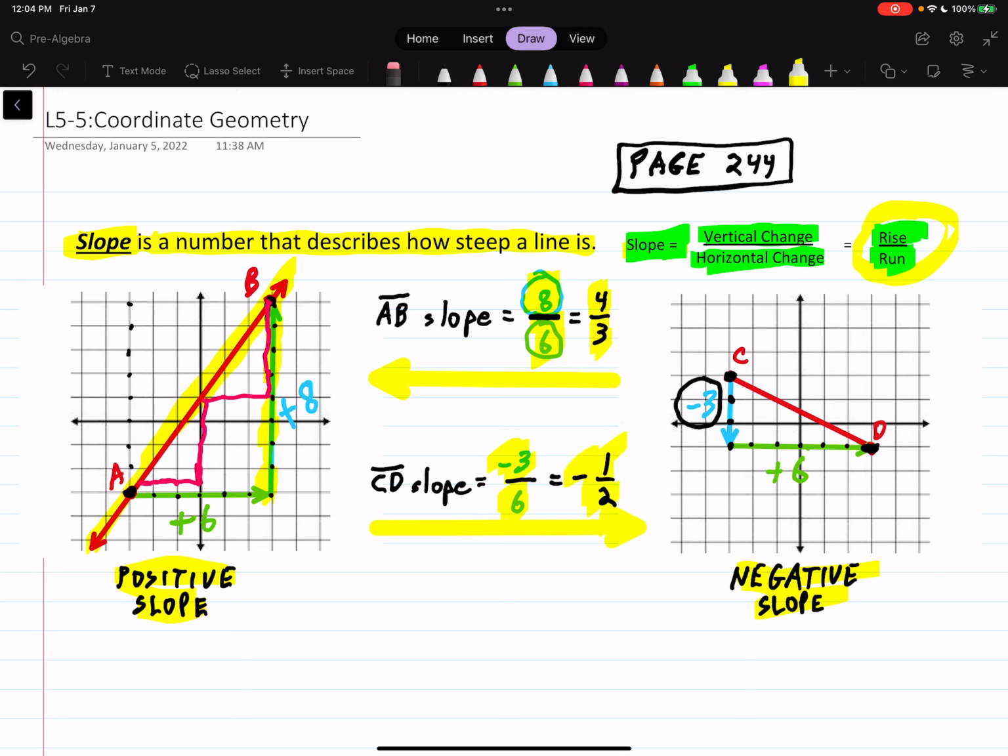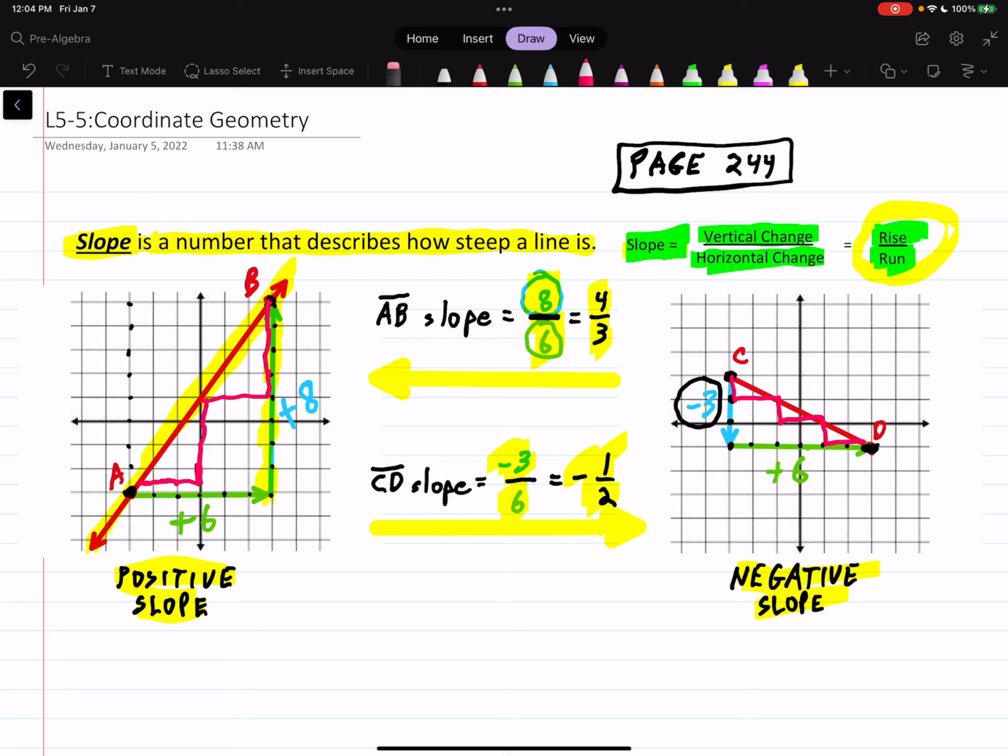So negative 1 over 2 is just basically telling us, let's pick that purple color again, we're going to go down for every rise of negative 1, we're going to go over 2. Negative 1 over 2, negative 1 over 2. And you can see that we could step it out at the negative 1/2.